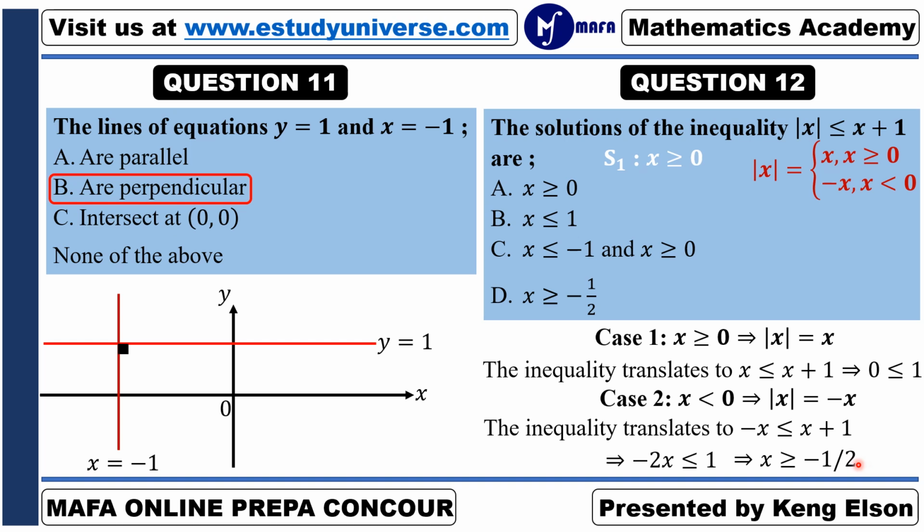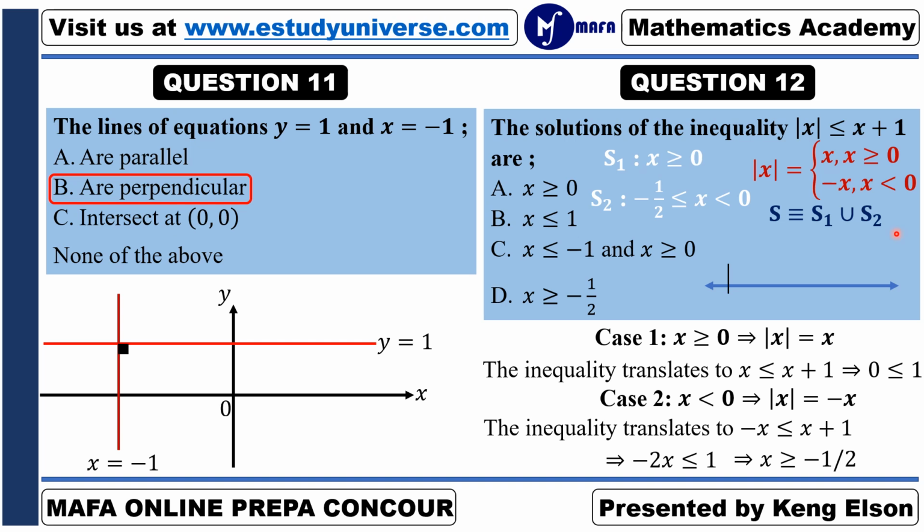Alright, and now there is something. For us to arrive at x greater or equal to negative half, the condition was that x must be less than 0. It therefore means that the solution is going to be x between negative half and 0, because you are less than 0 and you are greater than negative half. So the solution of this inequality is a union of the solutions of the two cases: solution 1 union solution 2.